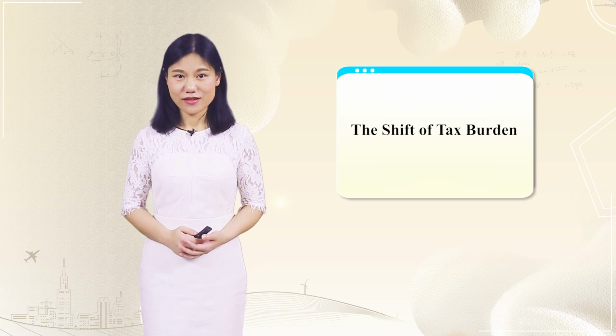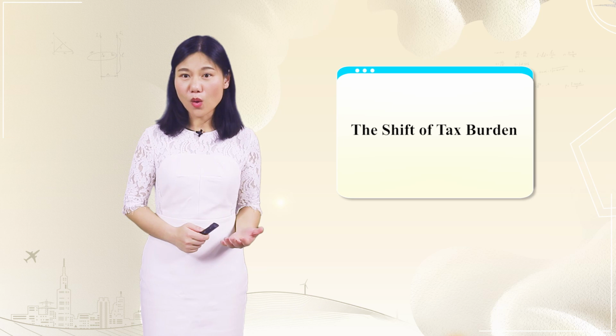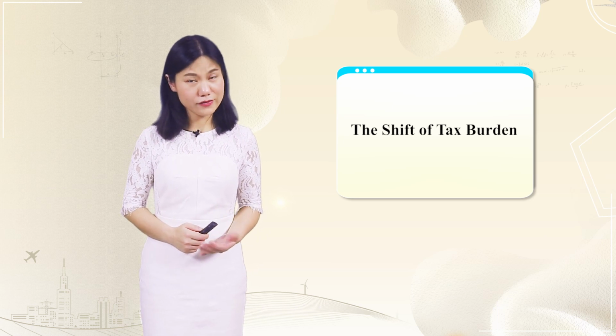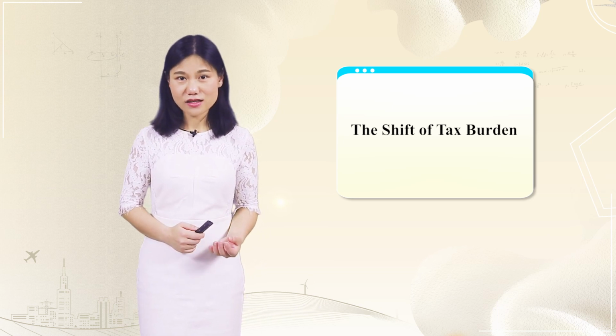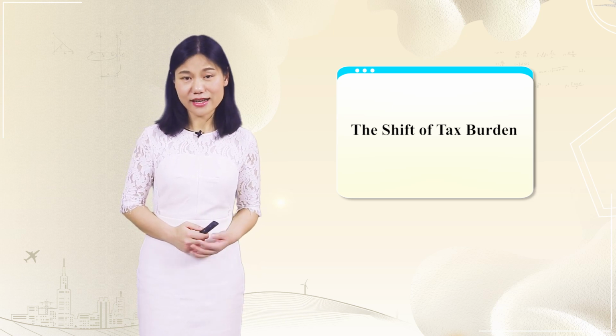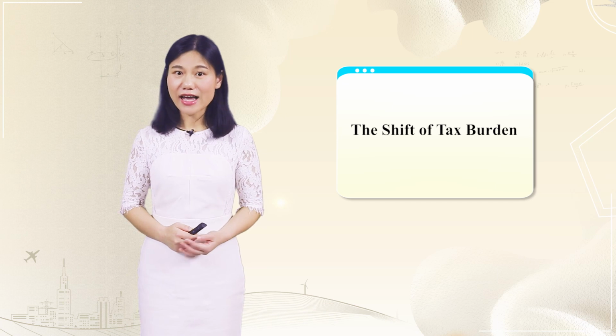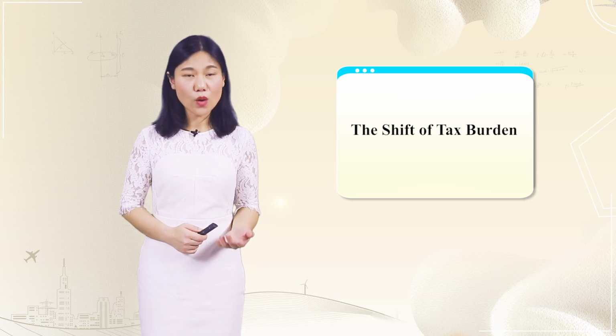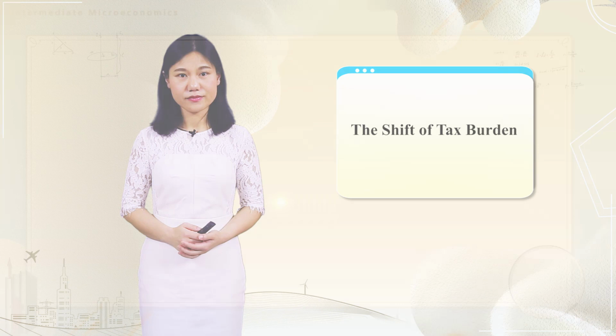With the tax, the buyers should pay more and the sellers should receive less. Both sides should bear the tax burden, no matter whom the tax is levied on. In other words, the tax could be shifted from one side to the other side.